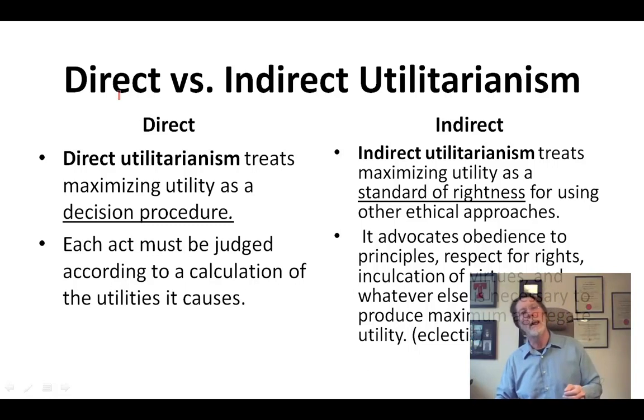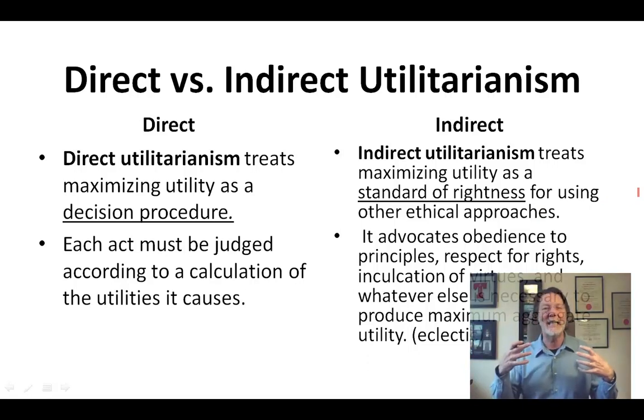don't like. The indirect thought doesn't treat maximizing utility as a way of making a decision, but as a standard of rightness for using other ethical approaches. That's why it's indirect. An indirect utilitarian justifies other ethical approaches from within a utilitarian framework. For example, it might justify a rule that says keep off the grass. And if everybody obeys that rule, then everybody will have the pleasure of looking at a lovely lawn, because they won't destroy it as they would under the direct utilitarian procedure.